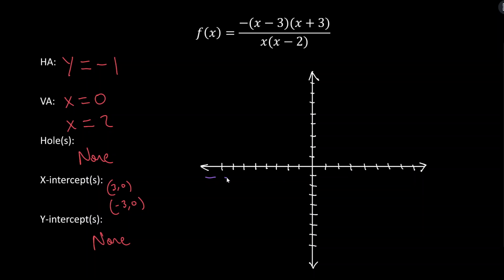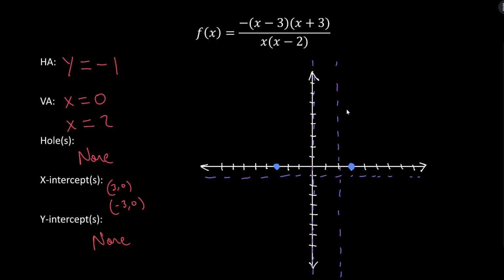Y equals negative 1. There's our horizontal asymptote. X equals 0, that's a vertical line that's on the y-axis here. X equals 2, that's a vertical line that's here. And what else do we have? We have a couple of points. Let's see, I'll use blue for those. So we have negative 3, 0. That is a point on this graph. And we have 3, 0.